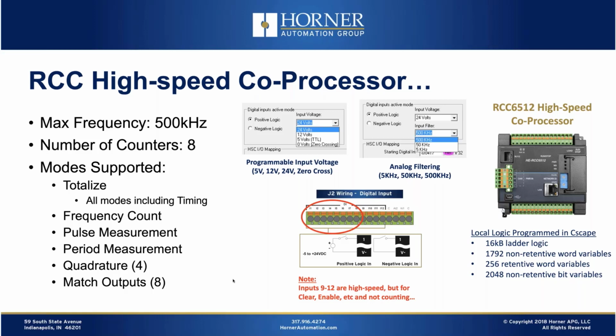And then we've got 2K of non-retentive bit types available as well. And if you need retentive bits, keep in mind with our products, you always have bit level access to retentive words. So those will be supported as well. You just go at it a little different way. Okay, so that's the RCC 6512 high-speed coprocessor.